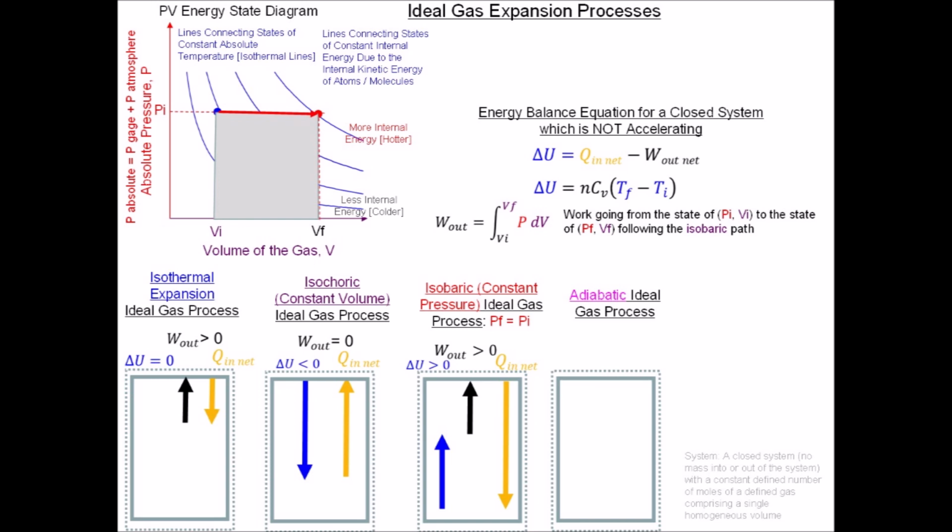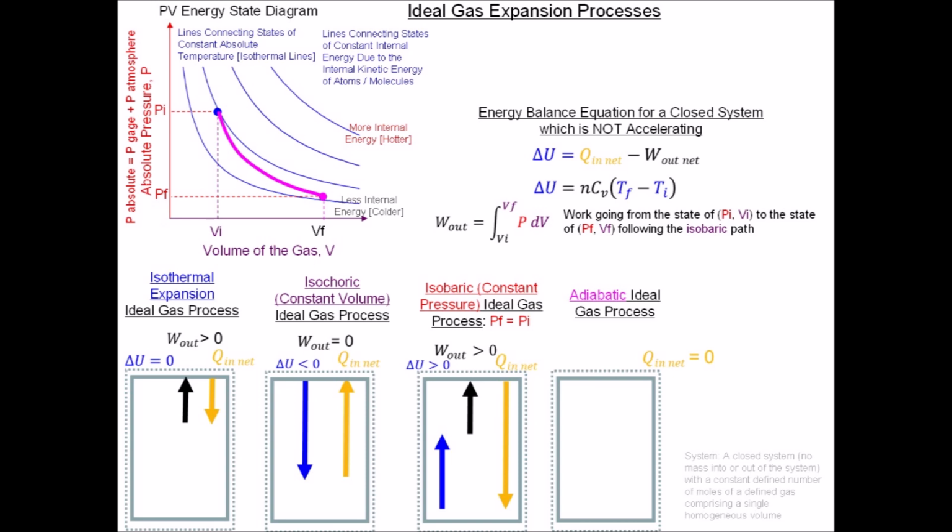And for the last expansive process, adiabatic, that we're going to explore, the system follows the magenta line as it expands, where the magenta line is the isentropic or constant entropy line. By definition, we know for an adiabatic system, there is no heat transfer between the system and the surroundings. Therefore, energy in terms of heat transfer is 0.